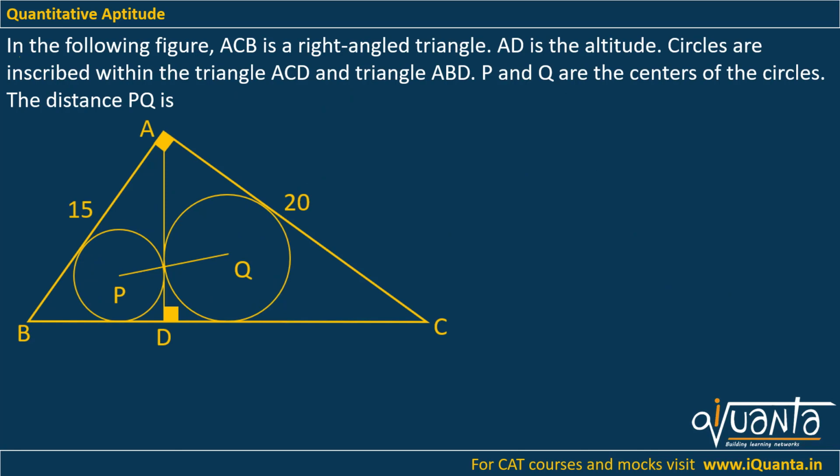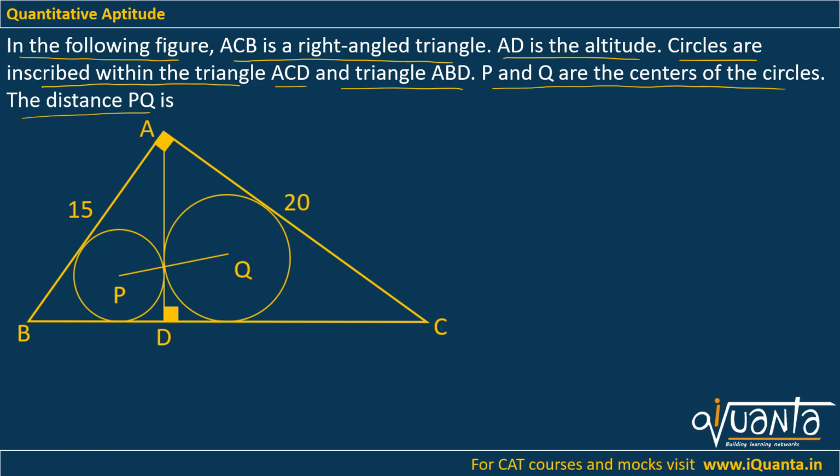So the question here is, in the following figure, ACB is a right angle triangle, AD is the altitude. Circles are inscribed within the right triangle ACD and triangle ABD. P and Q are the centers of the circles. The distance PQ is?